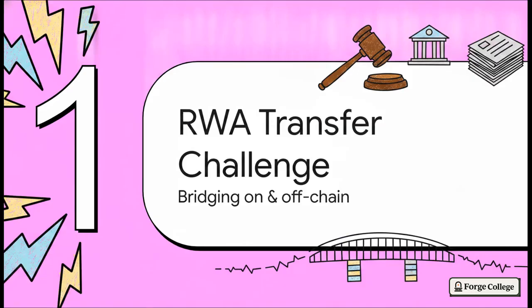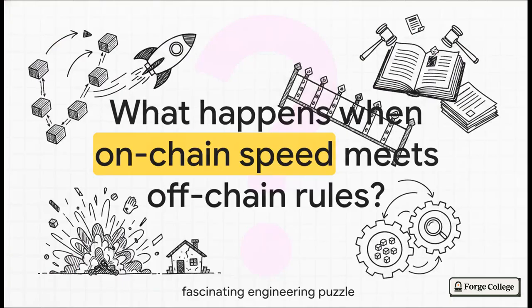First up, the RWA transfer challenge. So here's the thing. When we're dealing with real-world assets, we are trying to bridge the literal lightning-fast speed of Solana with the, let's just say, very slow terrestrial rules of traditional finance. And what happens when that crazy on-chain speed meets those strict off-chain rules? Honestly, chaos. Just imagine accidentally transferring a tokenized Manhattan penthouse to an anonymous wallet that legally isn't even allowed to hold it. Yikes, right? Minting tokens in a vacuum is super easy, but integrating them with the real world? Now that is a fascinating engineering puzzle.